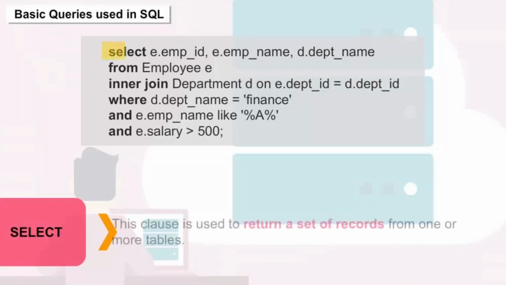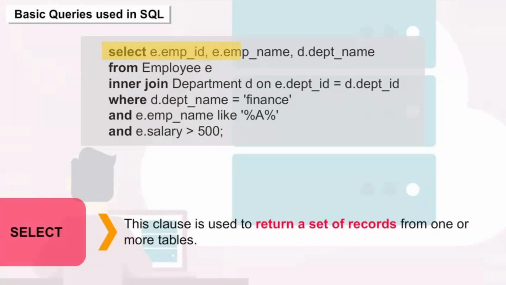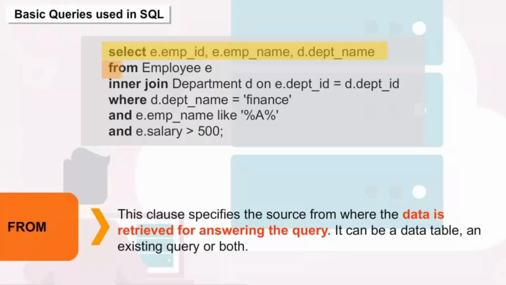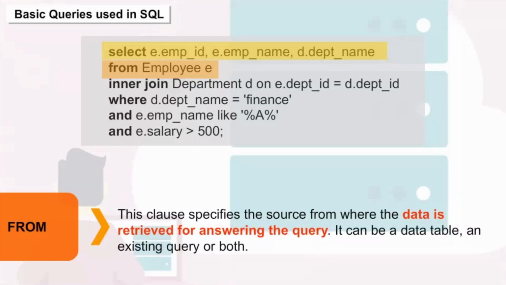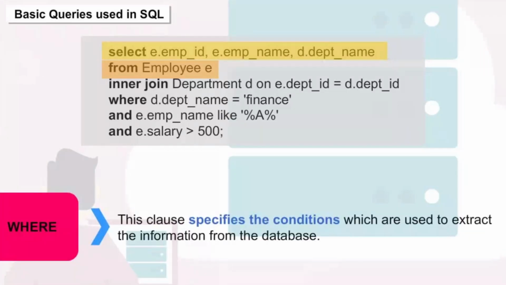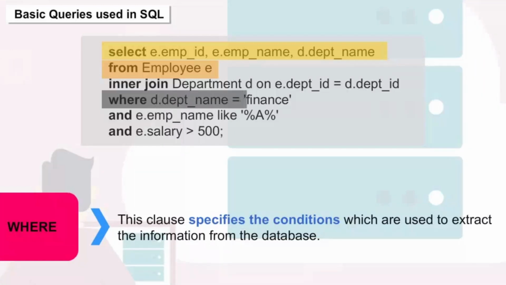Basic queries used in SQL. Select. This clause is used to return a set of records from one or more tables. From. This clause specifies the source from where the data is retrieved for answering the query. It can be a data table, an existing query, or both. Where. This clause specifies the conditions which are used to extract the information from the database.